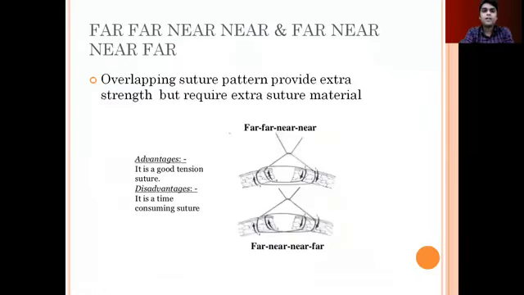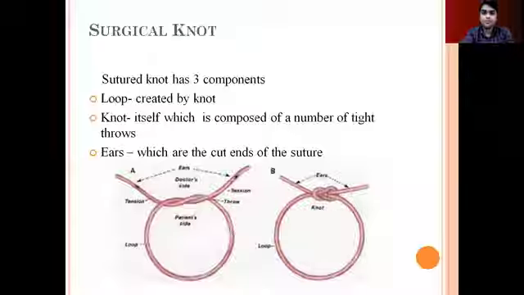Now the far, near, near, far suture technique. It is an overlapping suture pattern. It provides extra strength, but requires extra suture material as well. The advantages are that it is a good tension suture. The disadvantage is that it is a time-consuming suture. Surgical knot: as described in this image, we have 3 parts of a knot: the loop, the knot itself, as well as the ears, which are the cut ends of the suture.